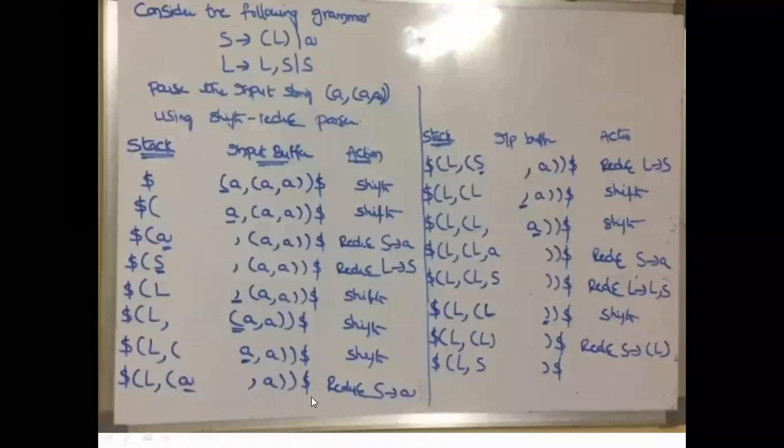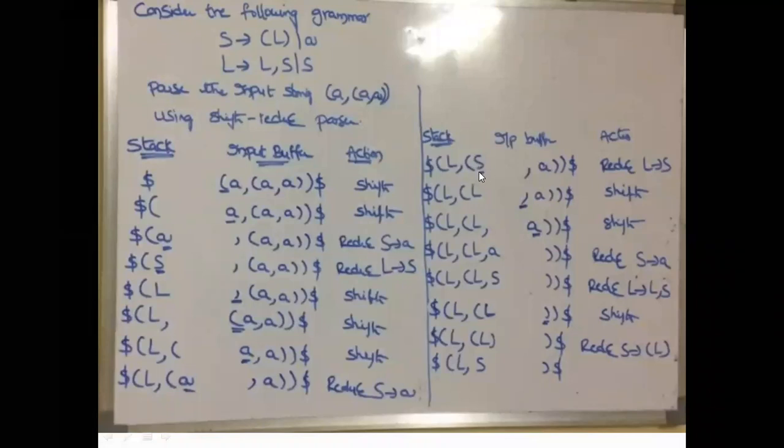So the action we are performing is the reduce action. That reduce action is S produces small a. S produces small a. So we are replacing small a with S. So dollar open brace L comma close brace a is replaced with S.